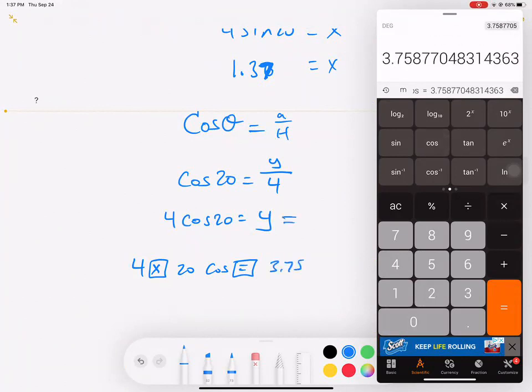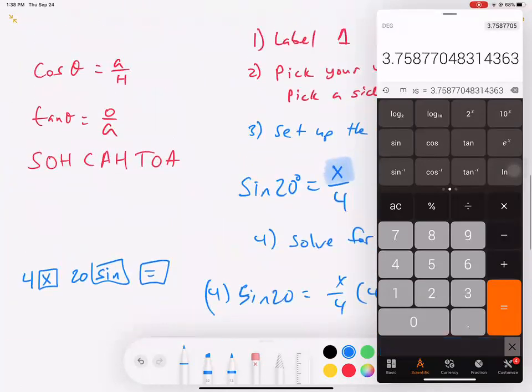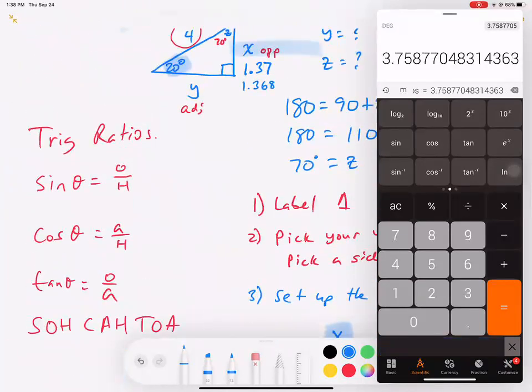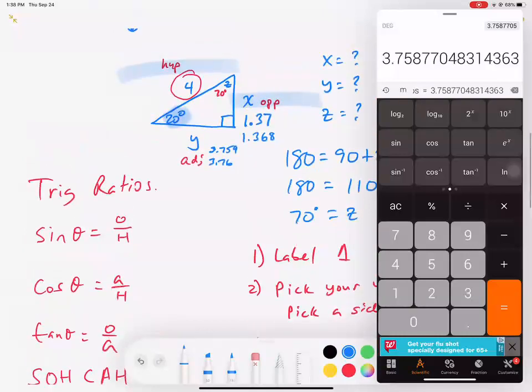Y is 3.75. I'm going to round up to 3.76, or 3.759. Okay. I'm going to go ahead and fill out my triangle on top. This is 3.759 or 3.76. I recommend that for the most part, do 2 decimals. If you really want to do 3, that's even better. It gets more accurate. Now, this is my claim.